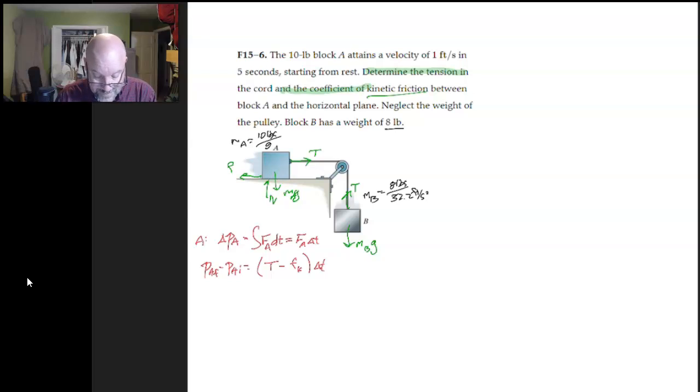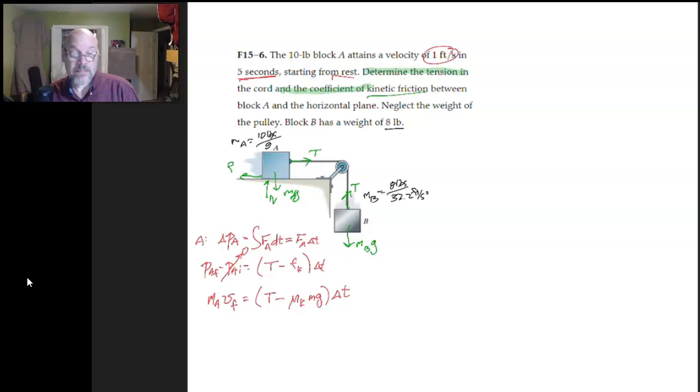Now our delta T, it tells us up here it's 5 seconds, and we are starting from rest, so this initial term goes to 0. PA then becomes MA times V final, which will be the same for both blocks, and that's 1 foot per second squared. Let's keep going. So I've got T minus mu K times the normal force, which we already determined was MAG, times delta T.